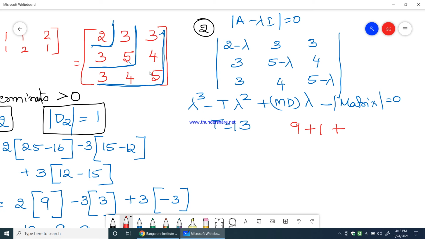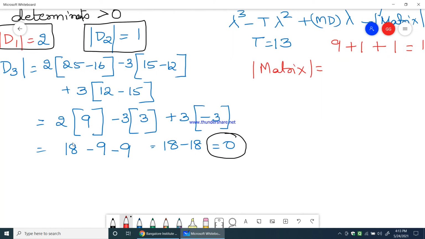minor is with respect to this 5. So, this column, this row, 10 minus 9 again, which is 1. 9, 10, 11 I get. The determinant of this matrix, we have already found in this D3. While finding out this D3, we have already found the determinant of the given matrix, which is 0.